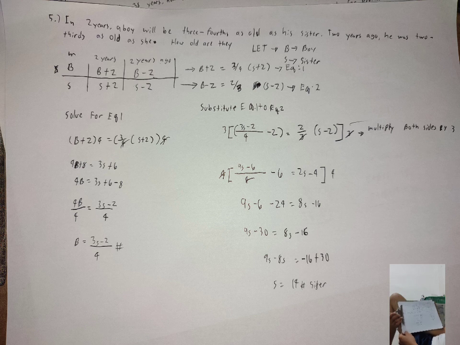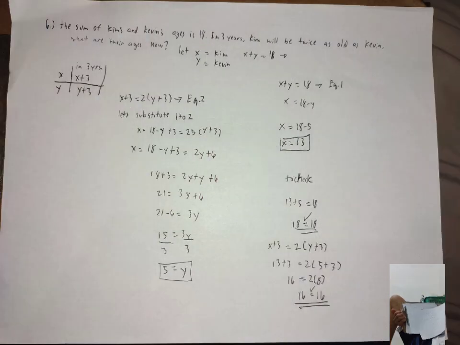9s minus 8s equals 16 plus 30. So sister equals 46. So that's the answer for number 5.